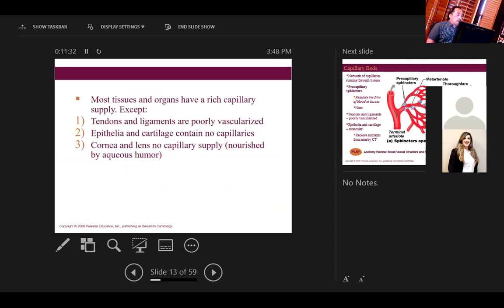And remember, the cells that would reject those grafts are white blood cells. Since you don't have any of that vascularization, you don't have any of those white blood cells floating around and producing tissue graft rejection. So I can use that, because it's poorly vascularized in these three areas.